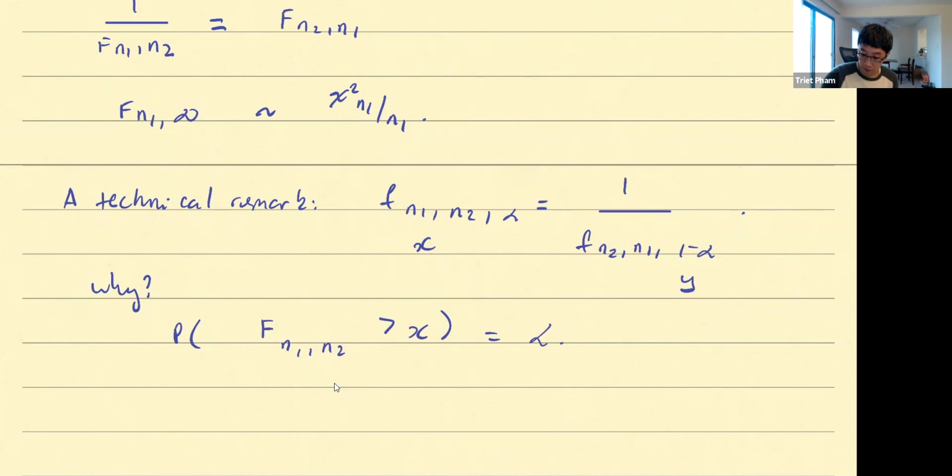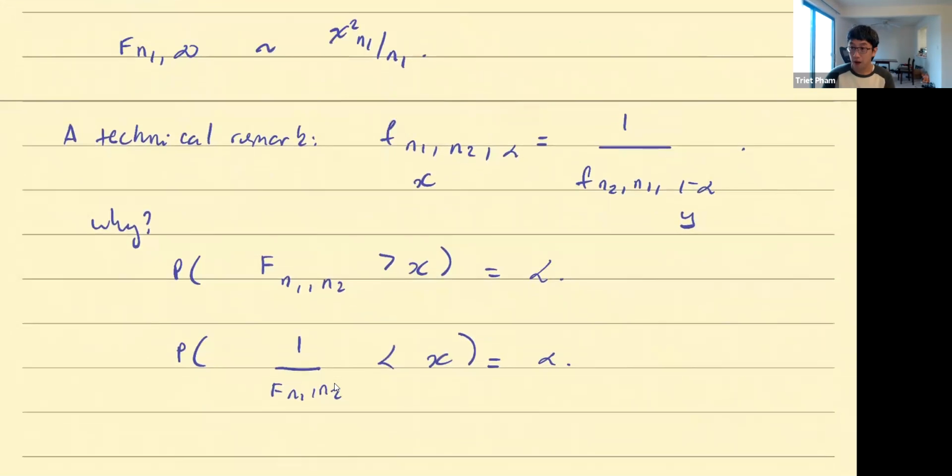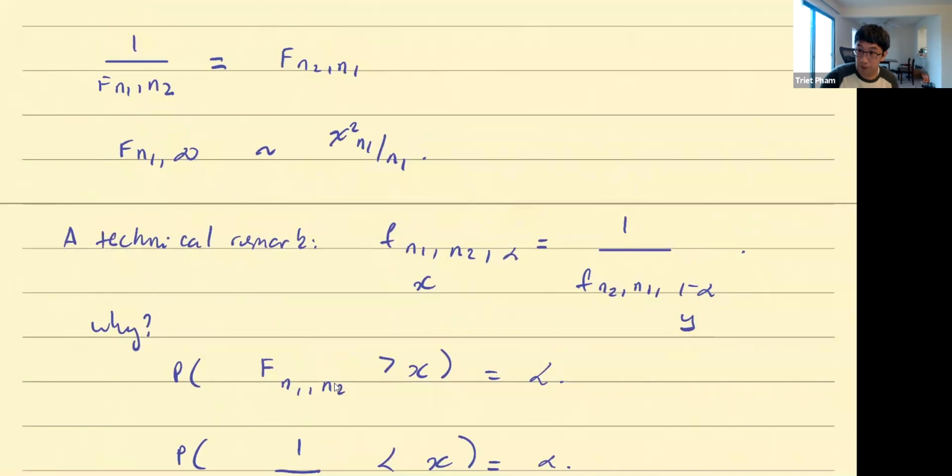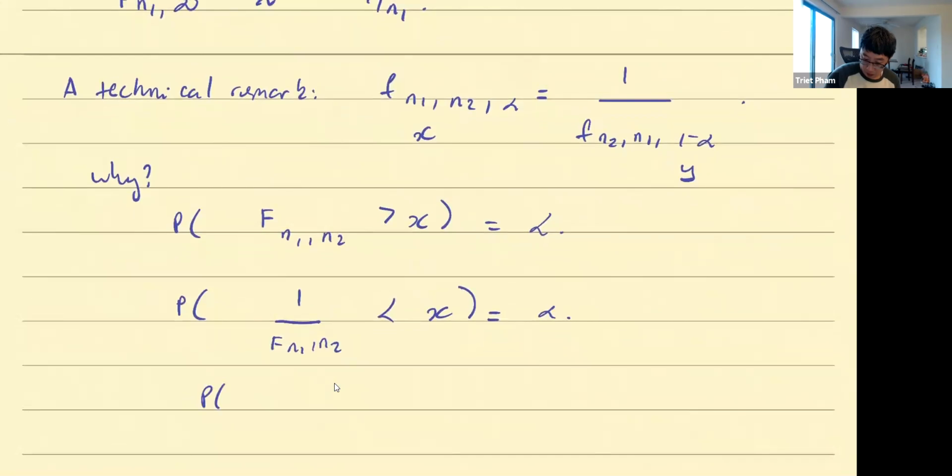That's by the definition. Now you want to relate it to the flip of the degrees of freedom. So by this, that means probability 1 over f. But if you flip, this becomes that. But then, by the remark above, this is n2 and 1.